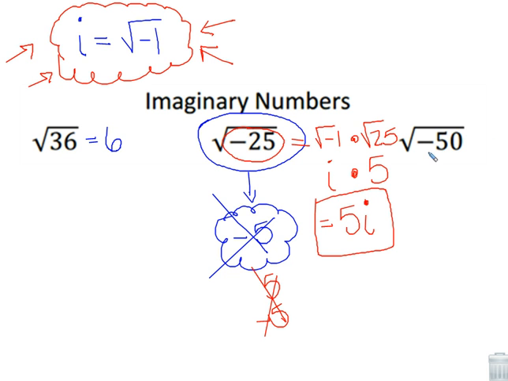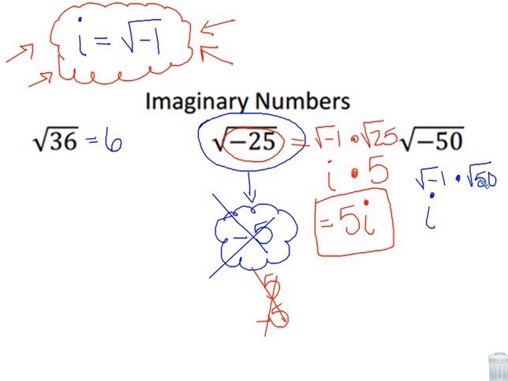Let's try one that's just a little bit more complicated. Hopefully it'll start to make sense the more of these we do. I want to break apart the square root of negative 50 into negative 1 times the square root of 50, just like we did over here. And now the reason, again, that we want to do this is because we know the square root of negative 1 is i. So I can immediately simplify this to i. After all, they mean the same thing. Like we said up here, they're equal to each other.